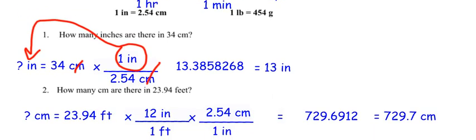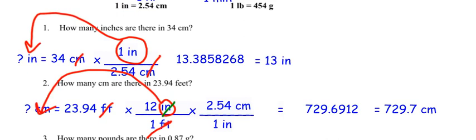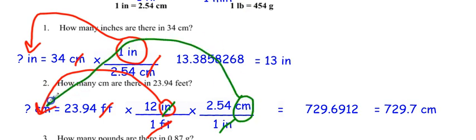Okay, how about the next one? Feet go on the bottom. I got inches. Is inches what I'm looking for? Nope. I have to do it again. I'm going to put inches on the bottom so that they will cancel out. I'm left with centimeters. Is centimeters what I want? Yes, it is. So I'm going to take this times 12 times 2.54. This is what I get. I want 4 sig figs. That's my answer.